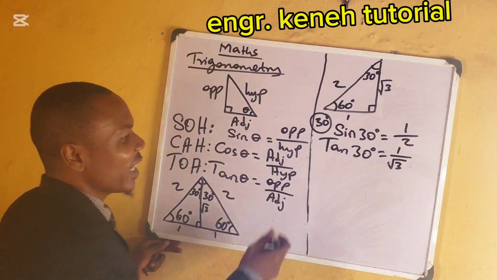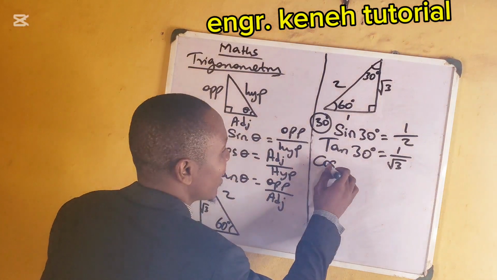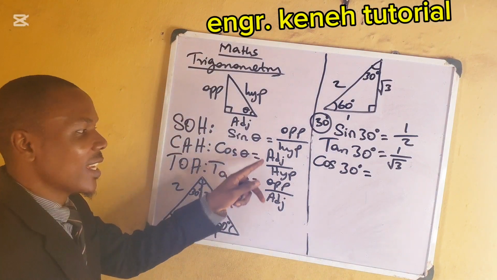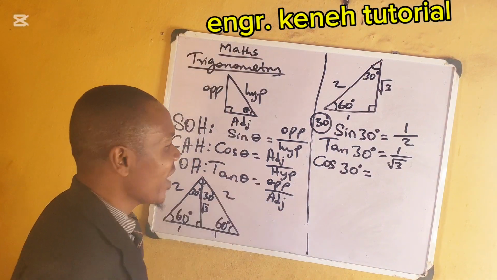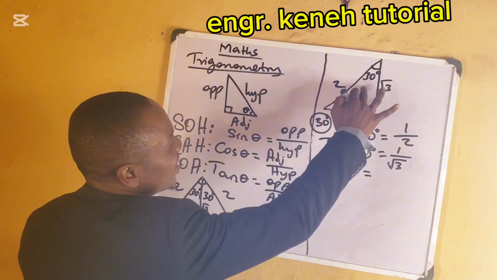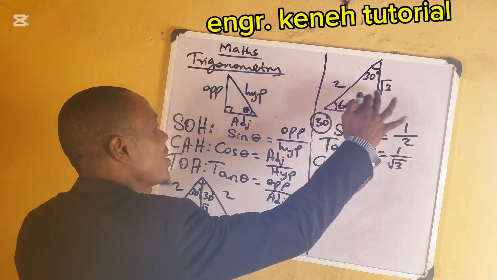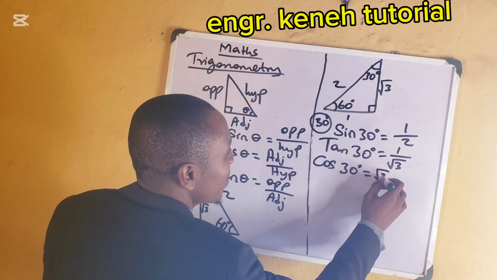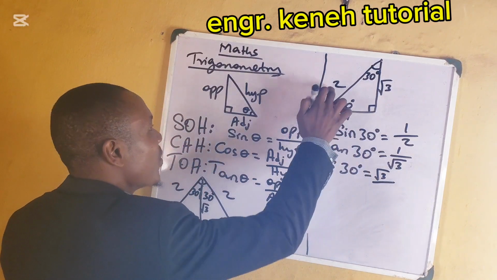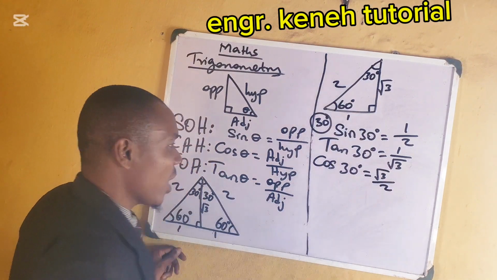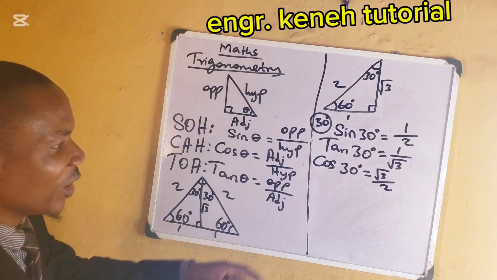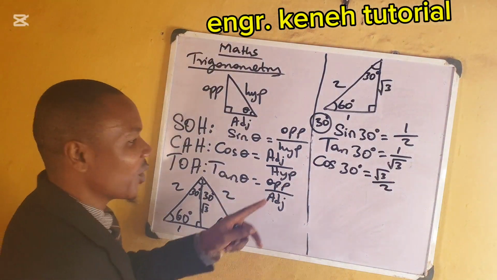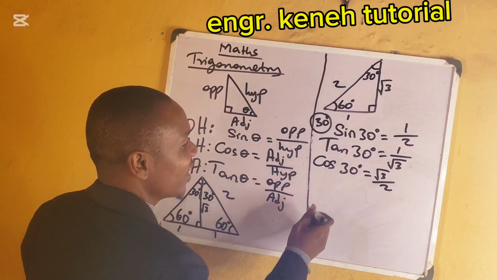All right. If you are talking about cos 30 degrees, we have cos 30 degrees like this. Cos means adjacent over hypotenuse. So looking at this 30 degrees, look at opposite, look at hypotenuse, and look at the adjacent. So adjacent over hypotenuse means root 3 over hypotenuse, which is this. Can you see that? All right.